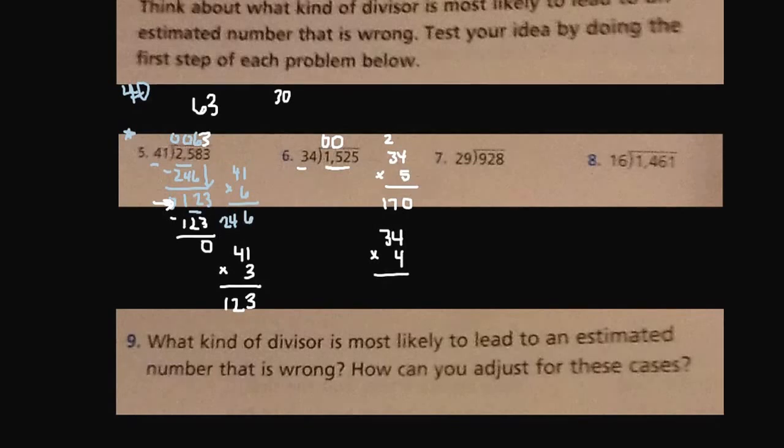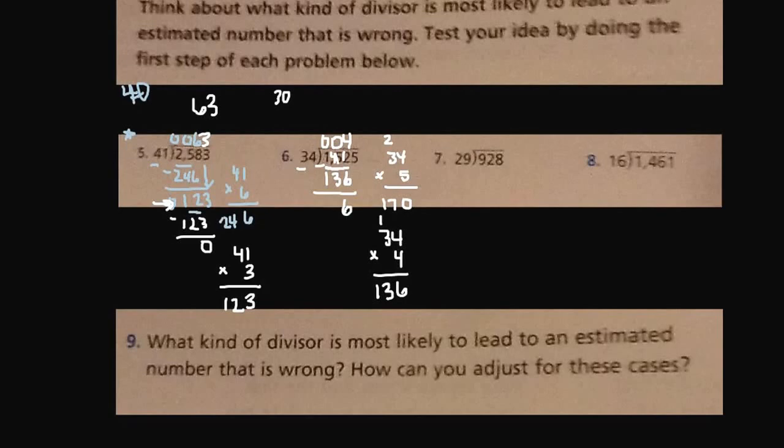4 times 4 is 16. 4 times 3 is 12 plus 1, 13. There we go. So this is the number I'm going to use now. So 34 times 4 gives me 136. So now I subtract. I do have to borrow from next door, so that becomes a 4. So 12 minus 6 is 6. 4 minus 3 is 1. 1 minus 1 is 0. Okay, bring down my next number, 5.